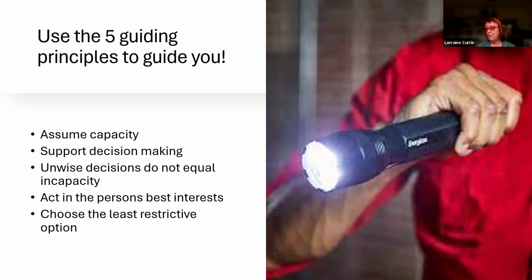So, a quick reminder of what those 5 guiding principles are. In their summary form, the first guiding principle is that we assume capacity. And again, that's a very useful starting point for you in your decisions about admission and all of those decisions that fall to be made once someone is a resident with yourself, or once you are supporting someone in whatever setting they might be. The second principle is about supported decision making.